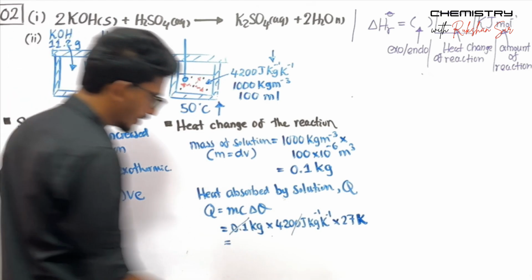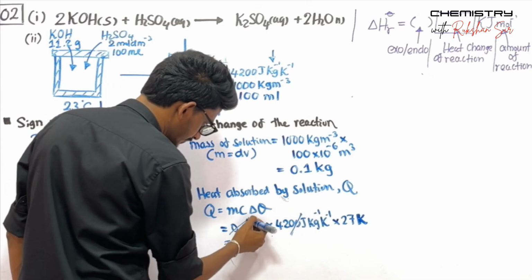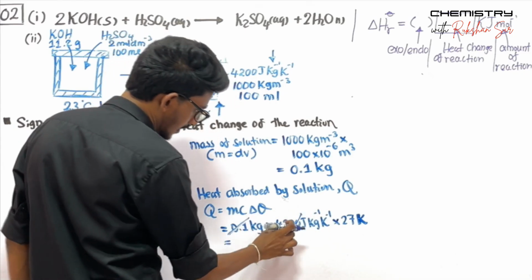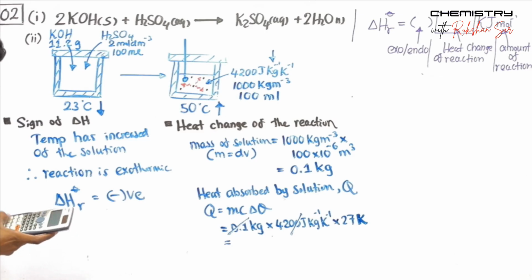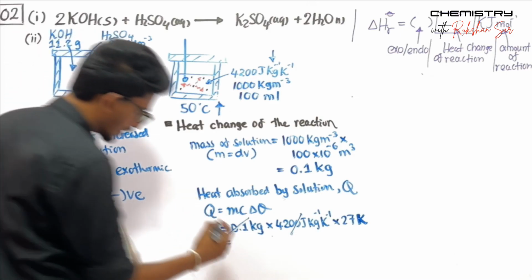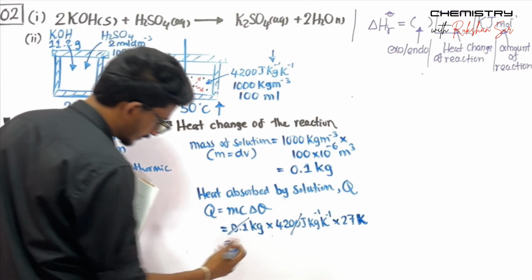Okay, so these two will cancel off, right? So you have 420 multiplied by 27. Let's do the calculation: 420 multiplied by 27, so that is 11,340.